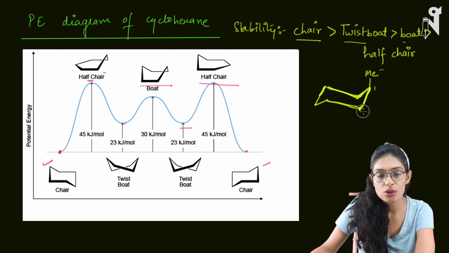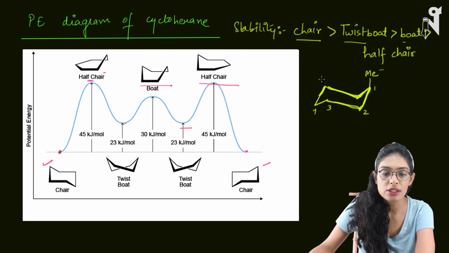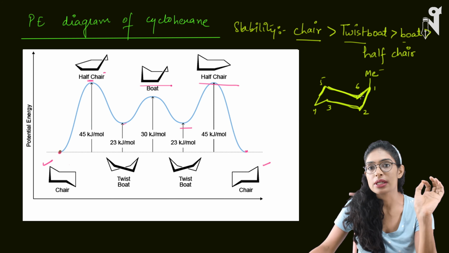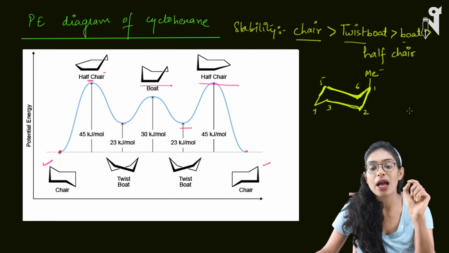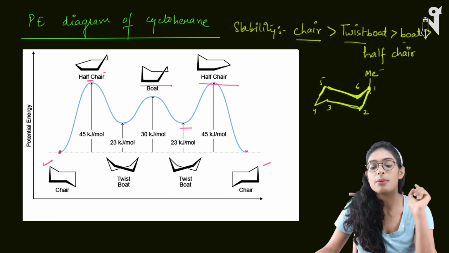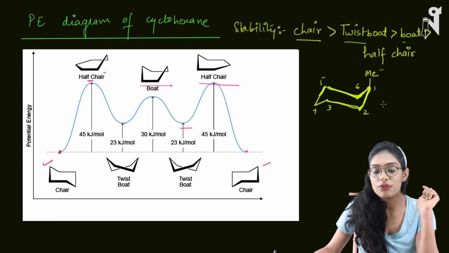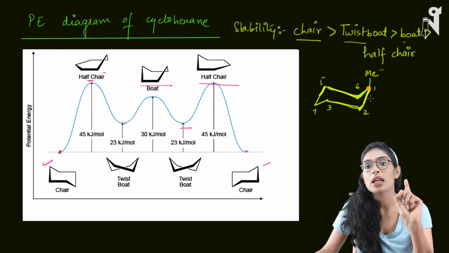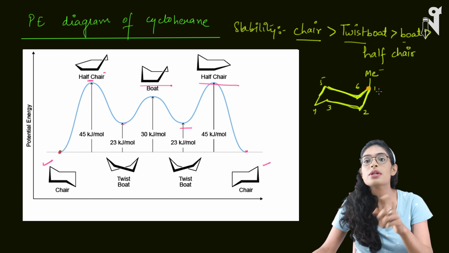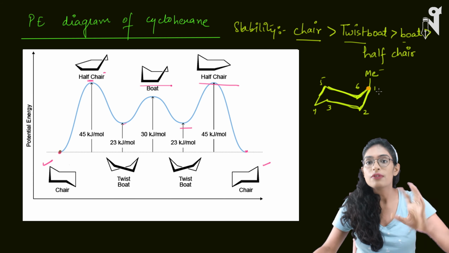This is 1, this is 2, this is 3, this is 4, this is 5, and this is 6. I have marked the numbering. I have fixed this carbon as the first carbon, so now the carbon is not going to change. The first carbon has a methyl group. That is what we have to understand. Now we have to see where this first carbon is going after flipping.